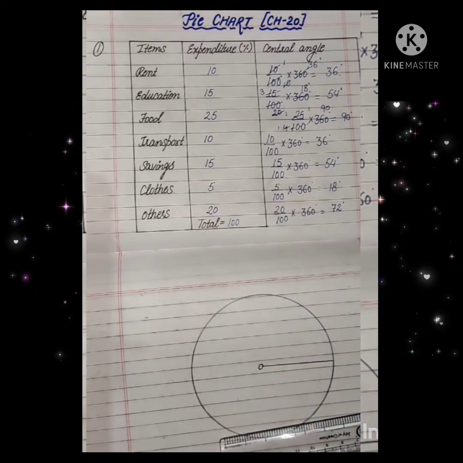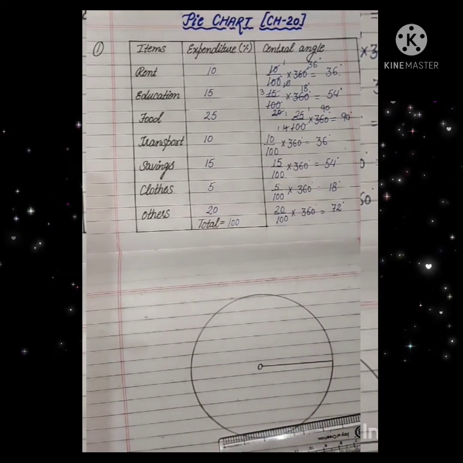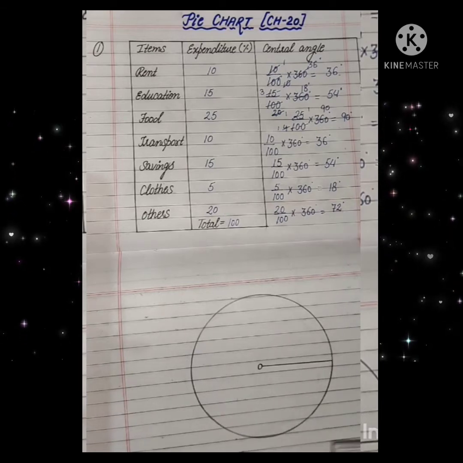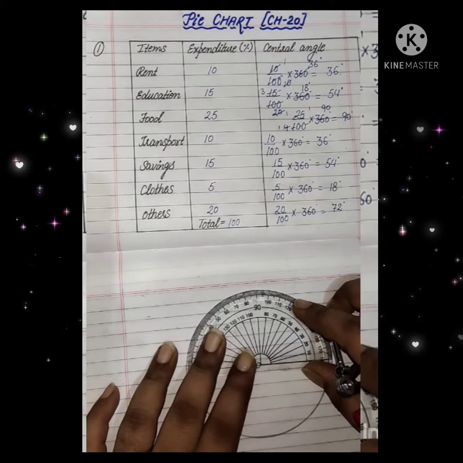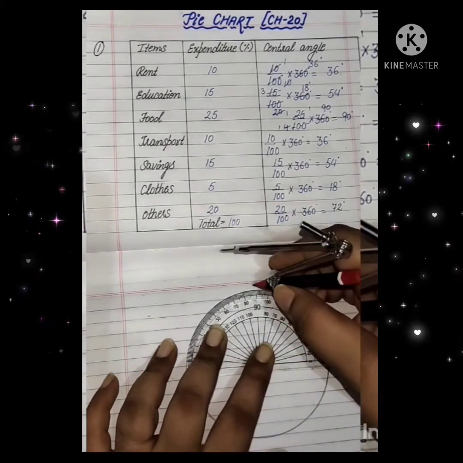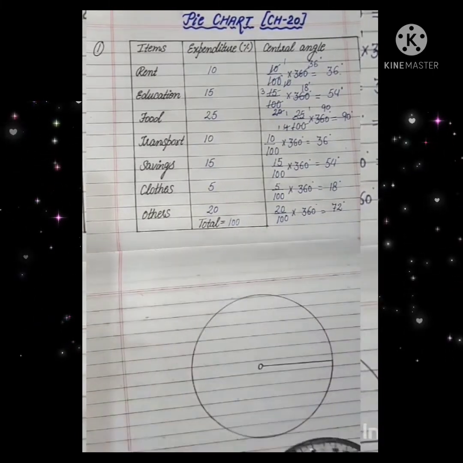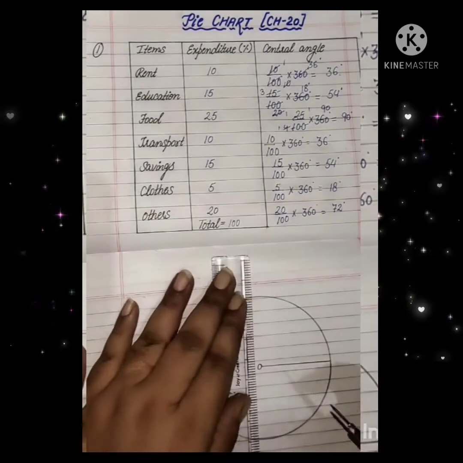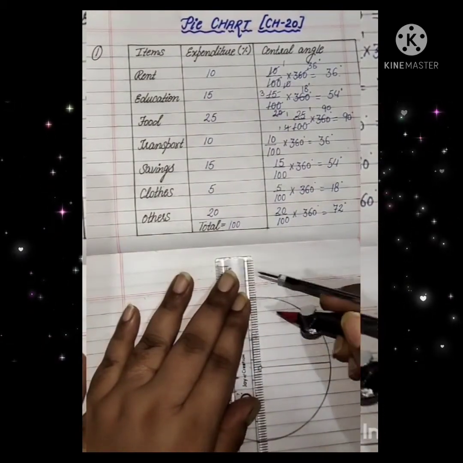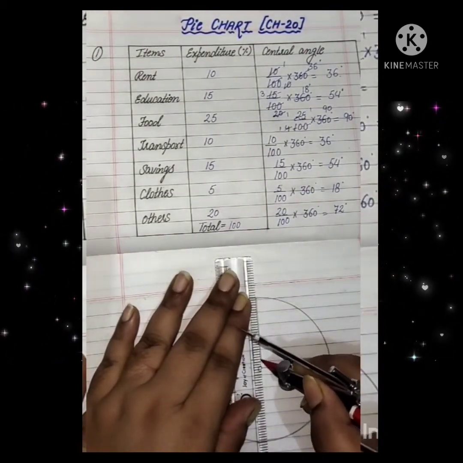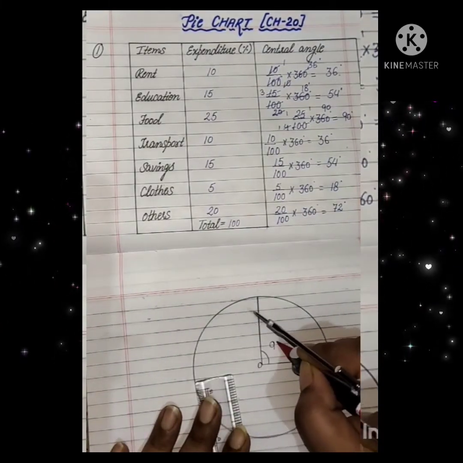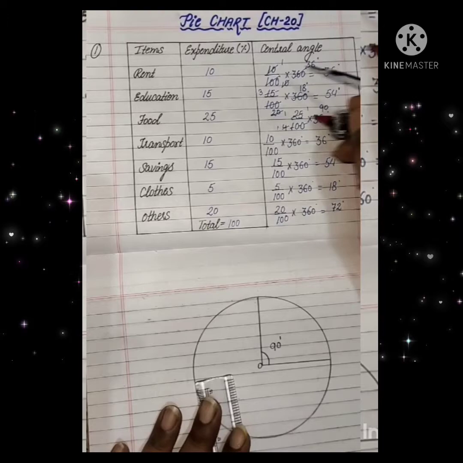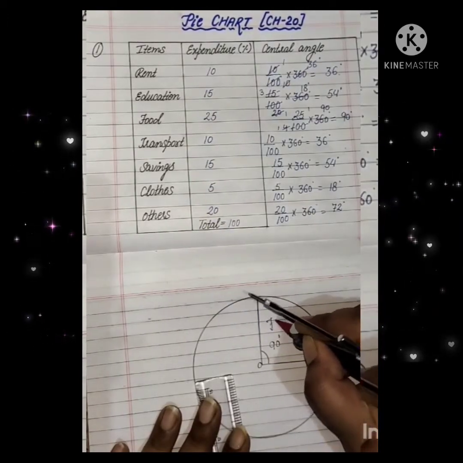So first of all we will take 90 degrees. It is very simple. So we will start with a 90 degree angle. Now taking O as a center, draw an angle of 90 degrees. Okay. Now join it. This will be 90 degrees and this is the sector representing food expenditure.